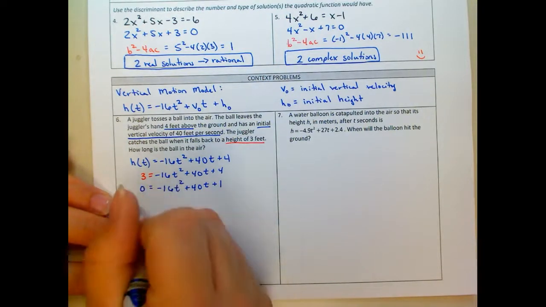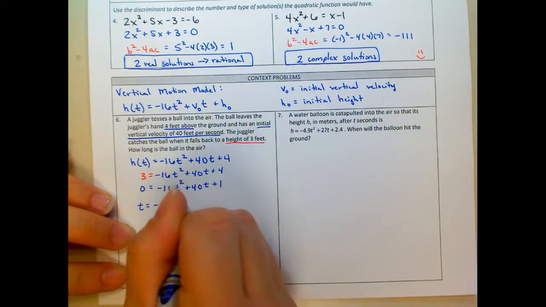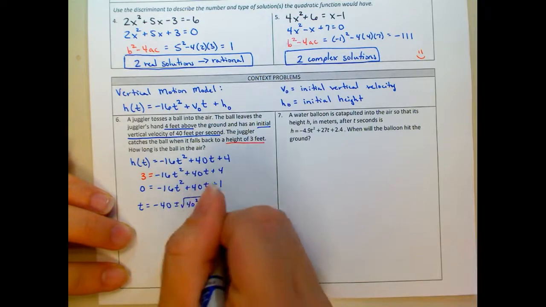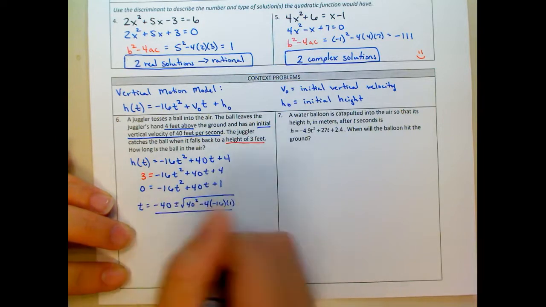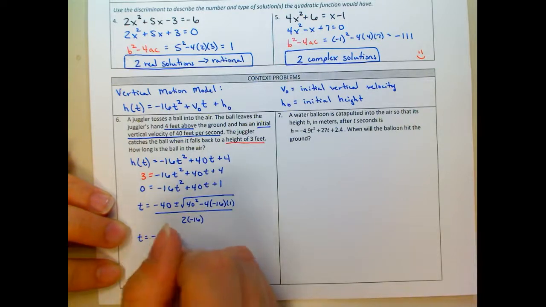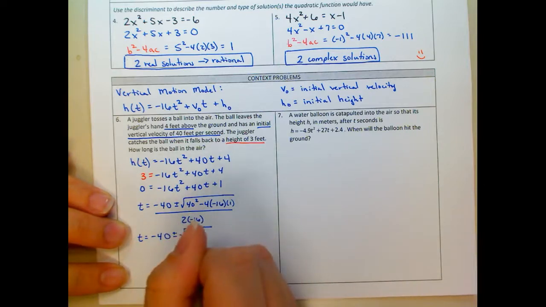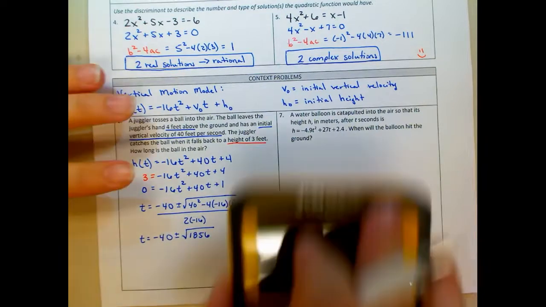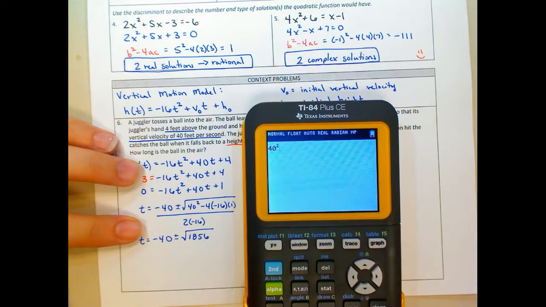Since we're using t's instead of x's, I'm going to say t equals, so b is negative 40. Then we would have 40 squared minus 4 times negative 16 times 1 over 2 times negative 16, which would give us negative 40 plus or minus. Now that discriminant is rather large. If you type it in, I believe it is 1,856. I'm going to type it in here just so you can verify for me in case I do something crazy. So 40 squared minus 4 times negative 16 times 1.